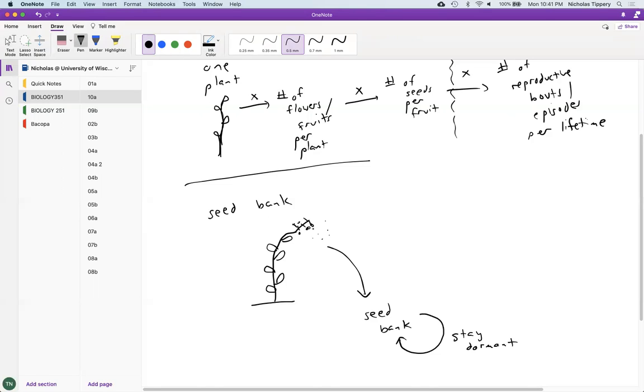So a deposit into the seed bank is production of seeds. And let's say a withdrawal from the seed bank would be seed germination. And it kind of helps out plants not to have all these seeds germinate in a given year. Let's say we have a bad year.